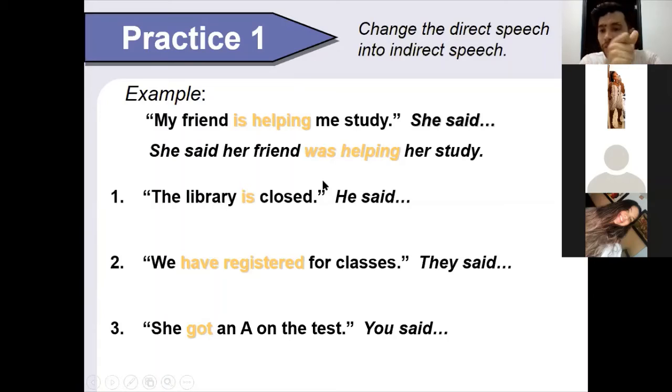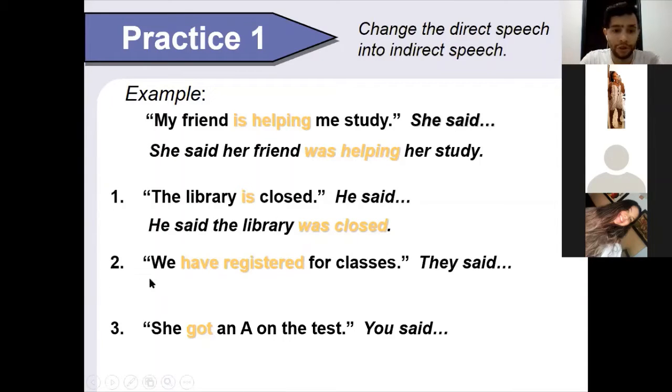All right, do it, put in reported speech. He said that the library was closed. Excellent. We have here the present simple, and in the reported speech, we use the past simple.